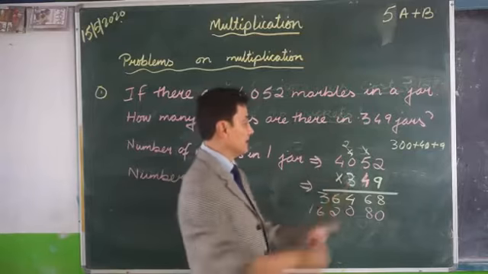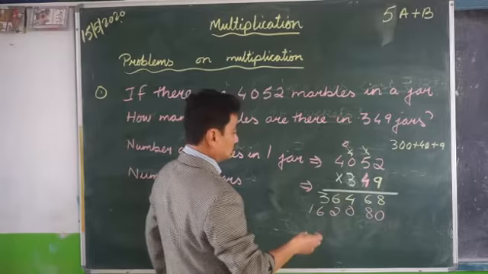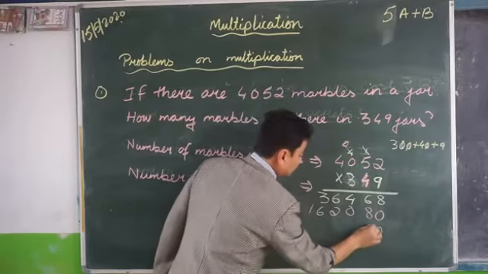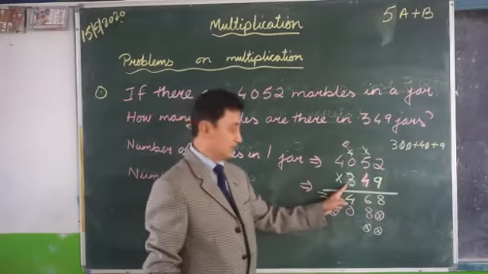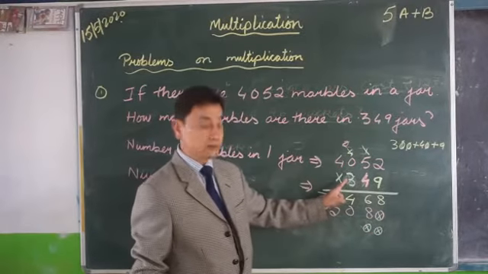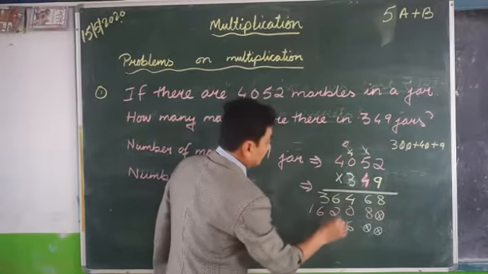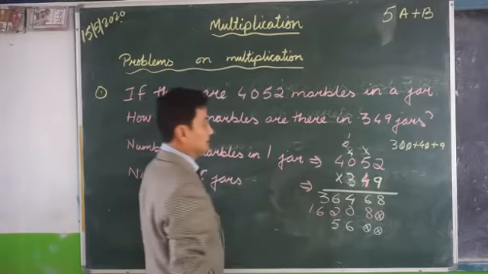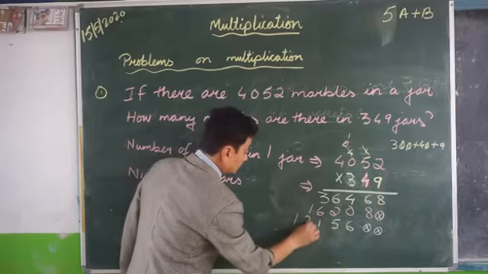Now we have to find the third answer. So let's put 2 zeros or 2 crosses, because we are multiplying with the hundreds place value. So when we put 2 zeros or 2 crosses, we only have to multiply with 3. So let's start. 3 2s are 6. 3 5s are 15. 3 zeros are 0 plus 1, 1, and 3 4s are 12.